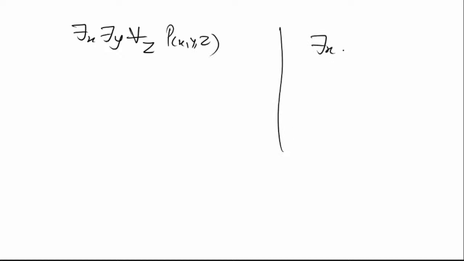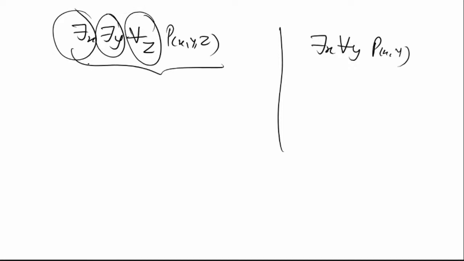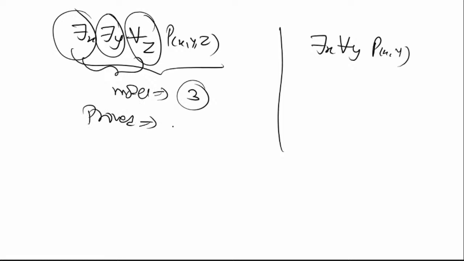So far we have done 2 questions. In the first question, we had: there exists X, there exists Y for all Z. And this was our second question: there exists X for all Y, Pxy. In the first question, the given information was that there exists a model of size 3, and we proved that there exists a model of size 2.